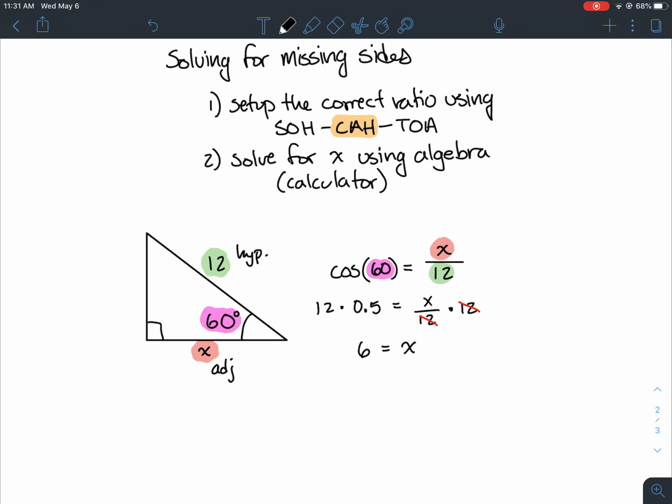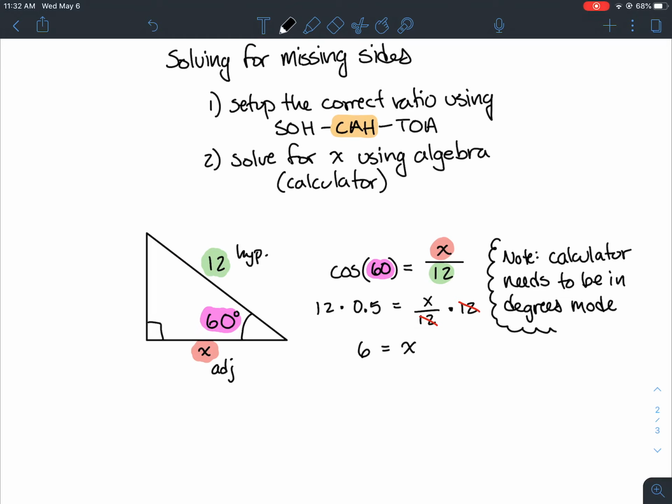There is one very important note on the calculator. The calculator needs to be in degrees mode. Usually on your calculators, there's a little mode button. If you hit that, it'll switch it from degrees to radians. We're going to be using degrees the entire year. So just make sure that's in degrees.